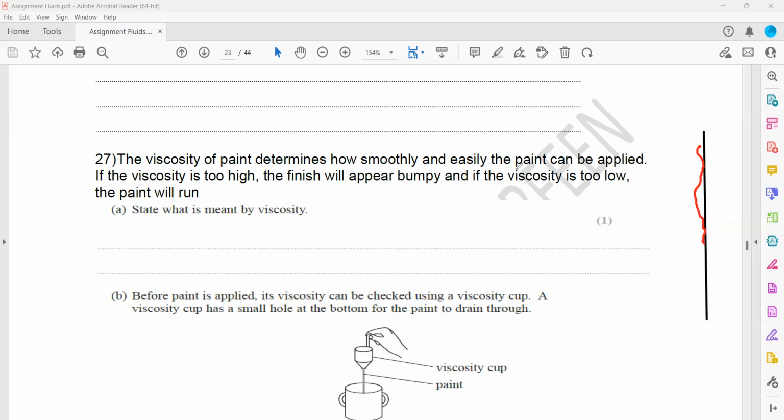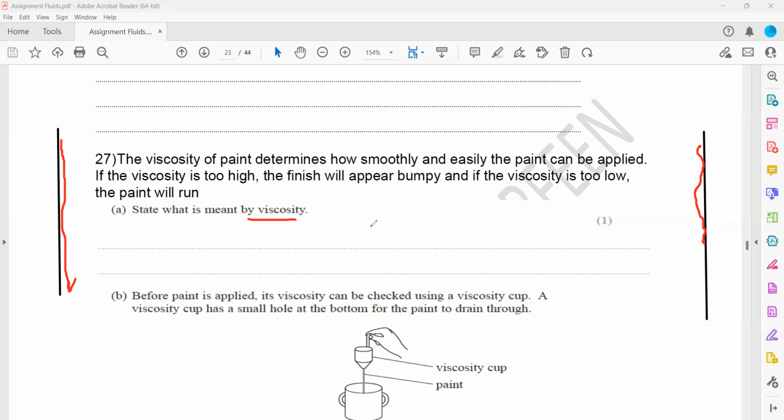And if the viscosity is too low, the paint will run, like for example, it will not be smooth all around. So when the paint is applied on the wall, all around it will flow.